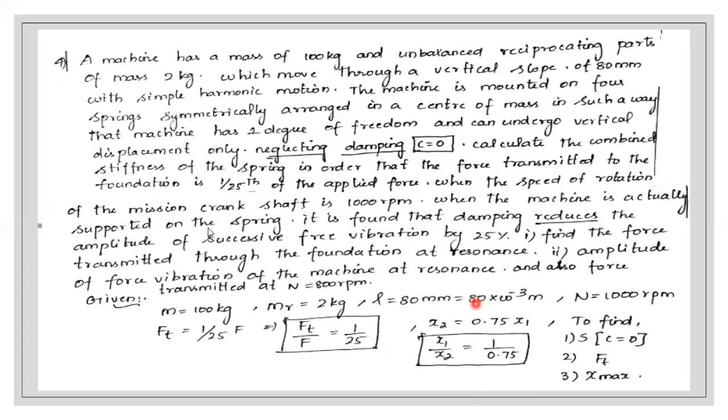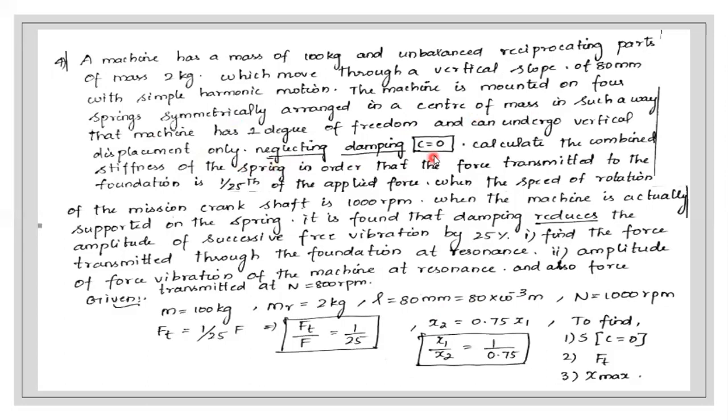A machine has a mass of 100 kg, so M will be 100 kg, and unbalanced reciprocating mass will be 2 kg, so mr will be 2 kg, which moves through a vertical stroke of 80 mm. So stroke length L will be 80 mm, so convert into meters. It's a simple harmonic motion. The machine is mounted on 4 springs, so the number of springs will be 4, symmetrically arranged about the center of mass in such a way that the machine has 1 degree of freedom and can undergo vertical displacement only. And they have clearly said that we need to neglect damping. So C will be equal to 0.